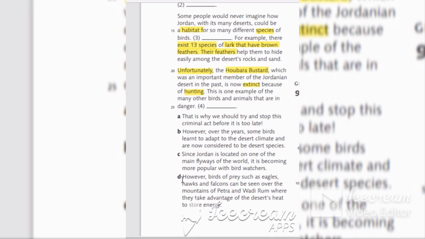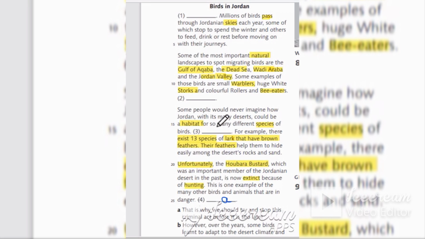That is why we should try to stop this criminal act before it is too late. C, A, where do we put it? Of course A goes at 4. We write A in 4 here. A. However, over the years, some bears learned to adapt to the desert climate and are now considered desert species. B. 3. We will write B here.